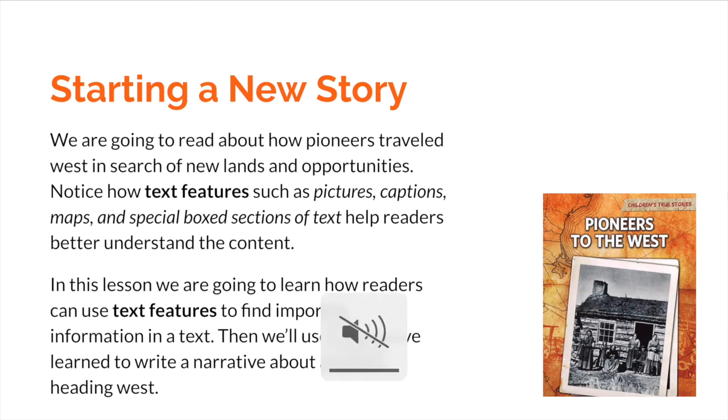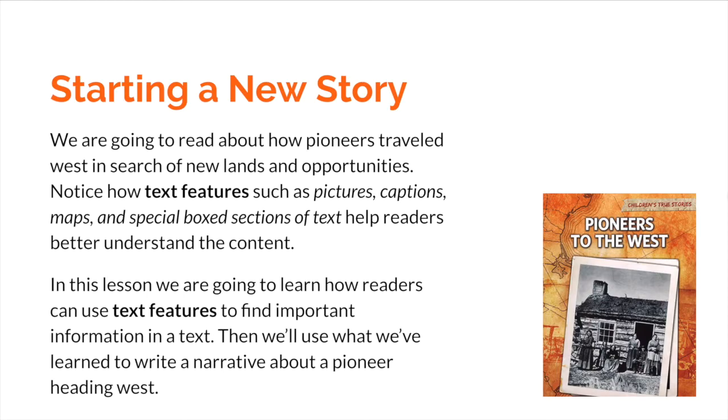So today we're starting a new story, and this story goes along with what we worked on with John Chapman, or Johnny Appleseed. It's called Pioneers to the West, and we know that Johnny Appleseed was also a pioneer, so this text should inform some of our previous understandings. Specifically today, we're going to be focusing on the text features of the first 9 pages of this story.